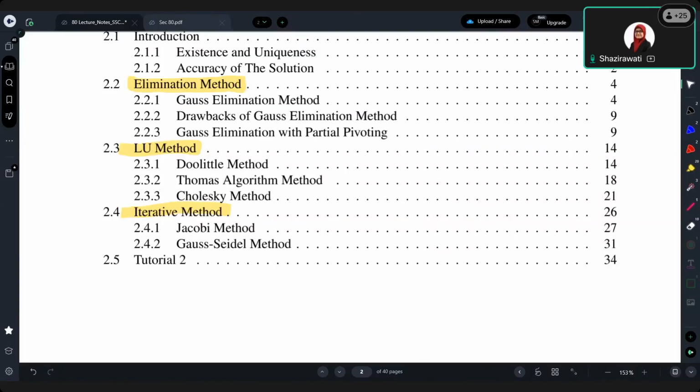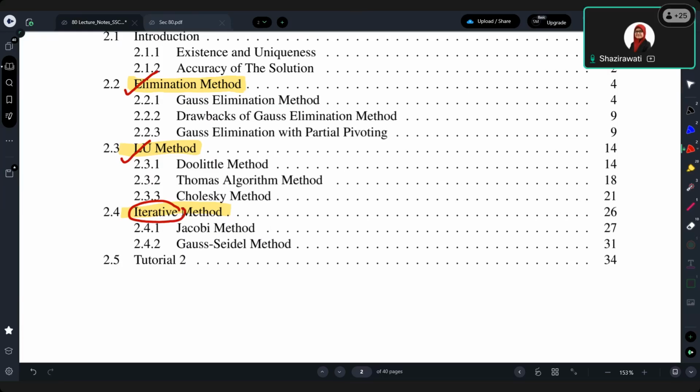Alright, so what we are going to proceed today is actually 2.4. As you can see dekat saya punya notes ni, 2.4 is the iterative method. So we have done with the elimination, so settle. LU method pun dah settle. And then now we have another 2 methods under iterative punya category.